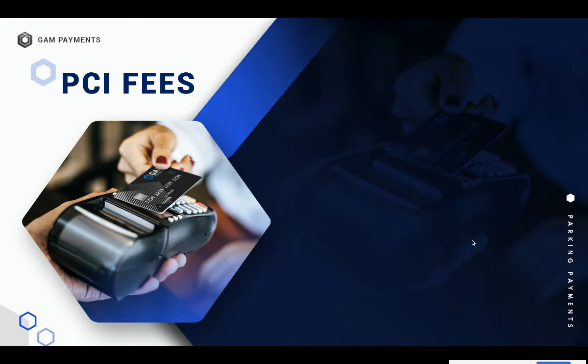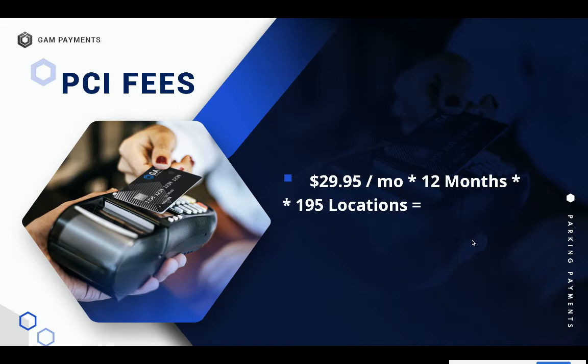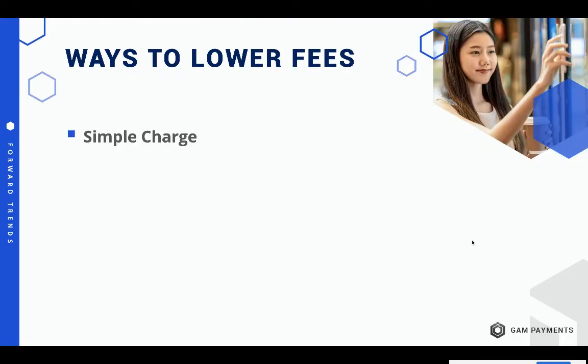One other area that we've seen is PCI fees. In general, a middle-of-the-road fee for non-compliance and not filing paperwork is $29.95 per month. You take that times 12 months for a 195 lot location or operator, that's $70,000 that you can save annually just by having a provider who helps you manage your PCI compliance. Is that something that you're being helped with, or is that something you're being surprised with when you have to go and speak to asset owners on a regular basis?